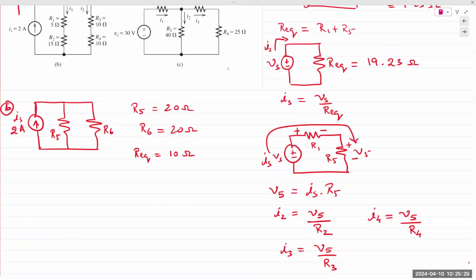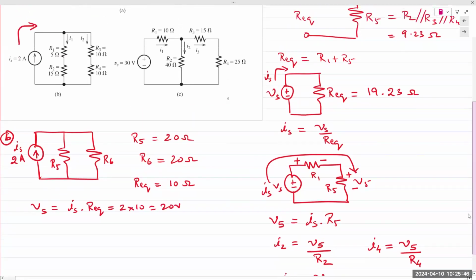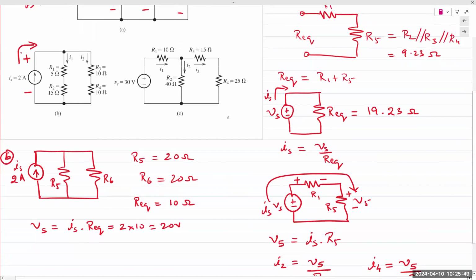Your total voltage, let's call it Vs. Vs is equal to Is times REQ, gives you 2 times 10, 20 volts. And 20 volts appears across all branches of that circuit. It's a parallel circuit. So the current source also has 20 volts. The first branch has 20 volts. The second branch also has 20 volts. It's a parallel circuit, right? The voltage remains the same.